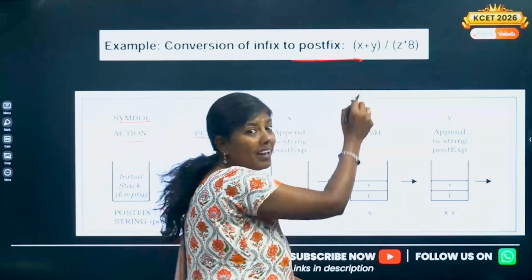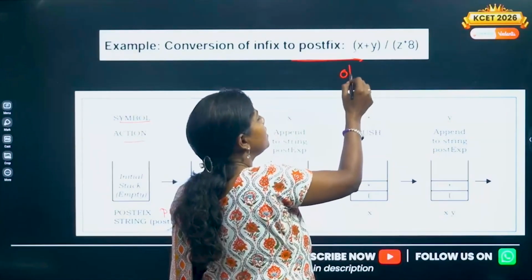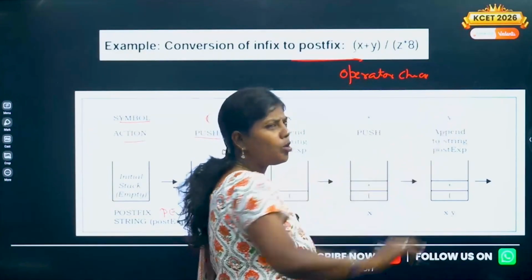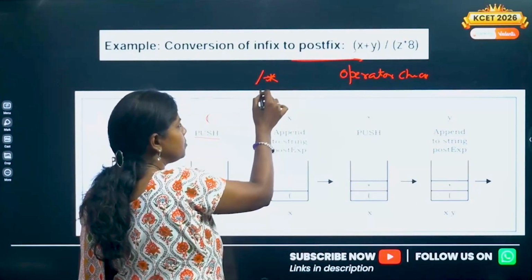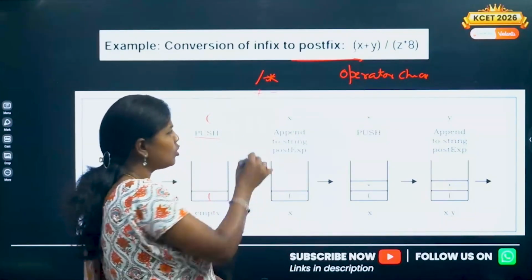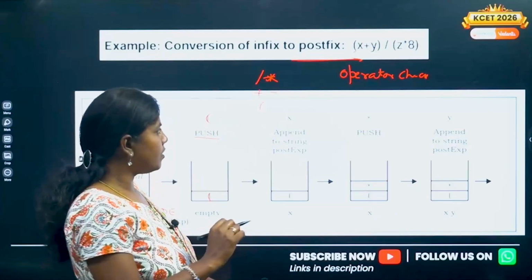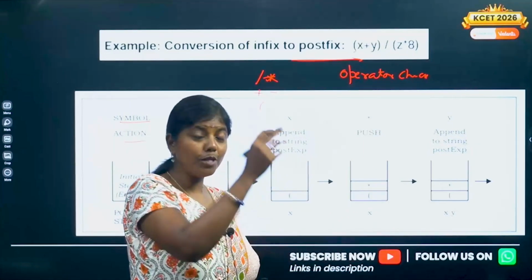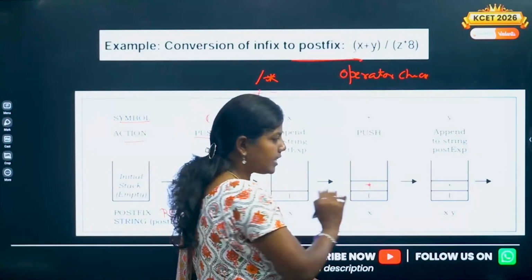Then we have plus. Plus is an operator. Operator means check for the precedence. Of course, it is the BODMAS rule only. First, multiplication and division are going to be the first priority. Plus and minus will be next. And of course, we have the left parenthesis having the least precedence. Now plus is there. Parenthesis has the least precedence, which means plus has more precedence. You push to the stack.